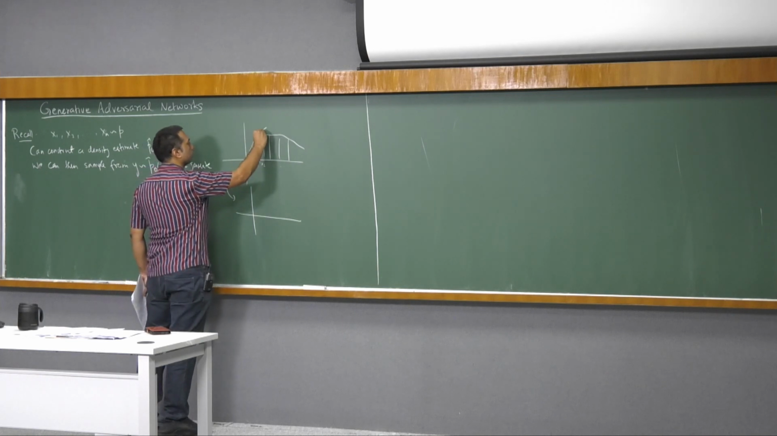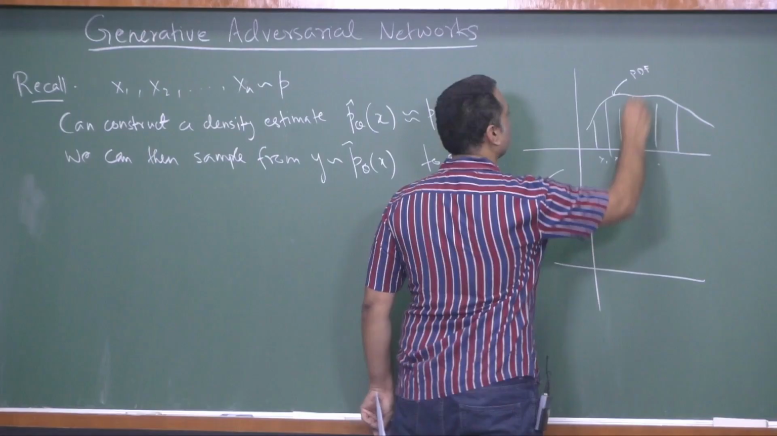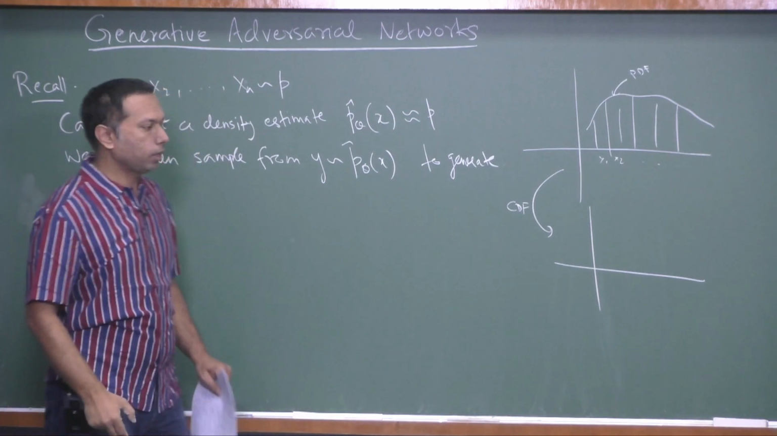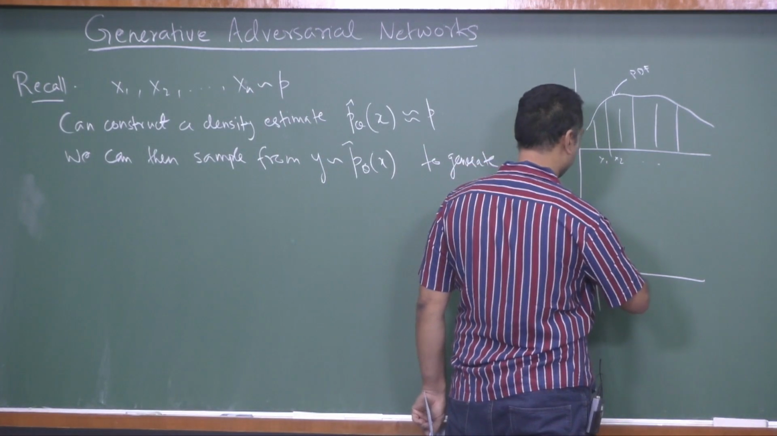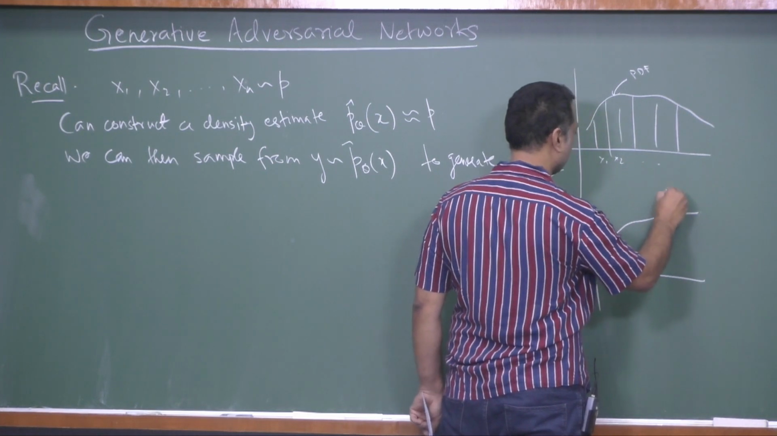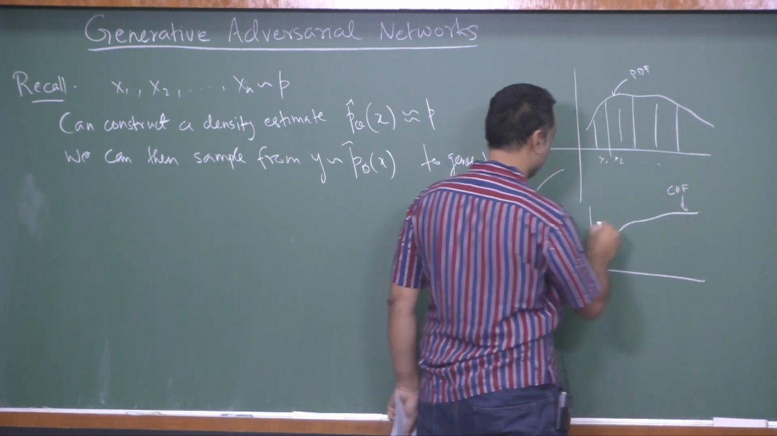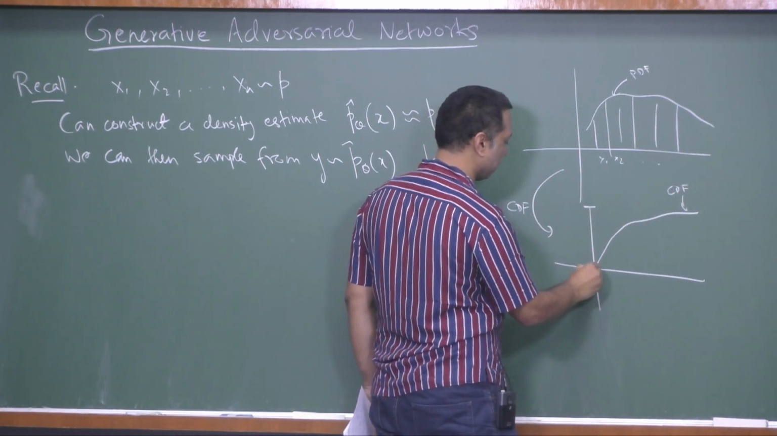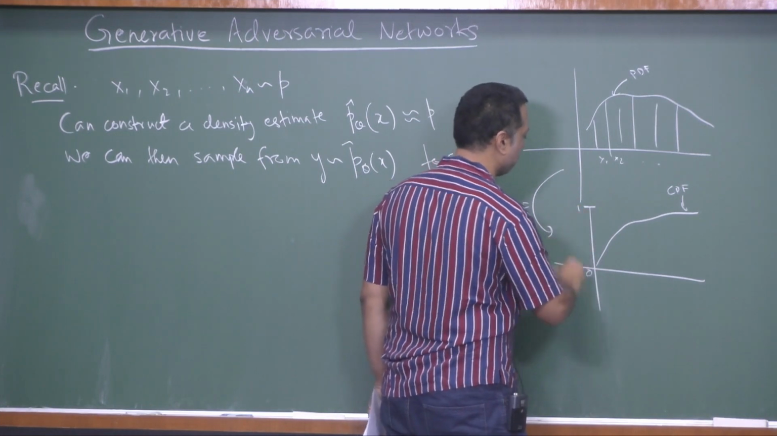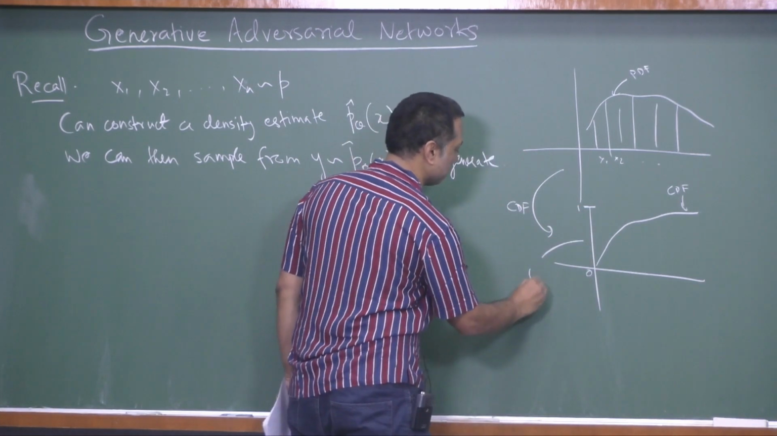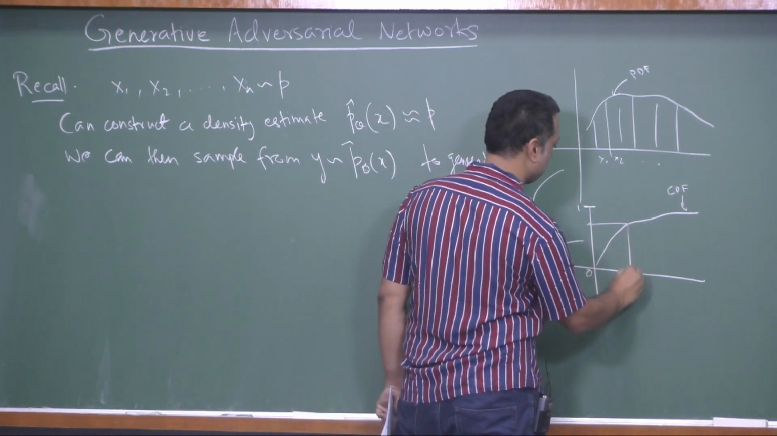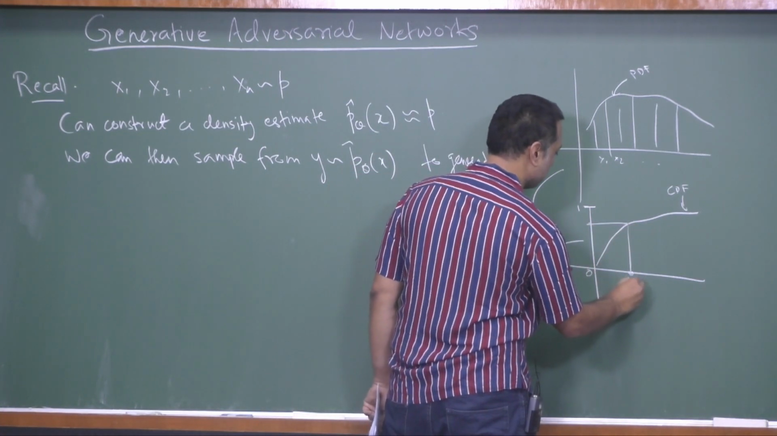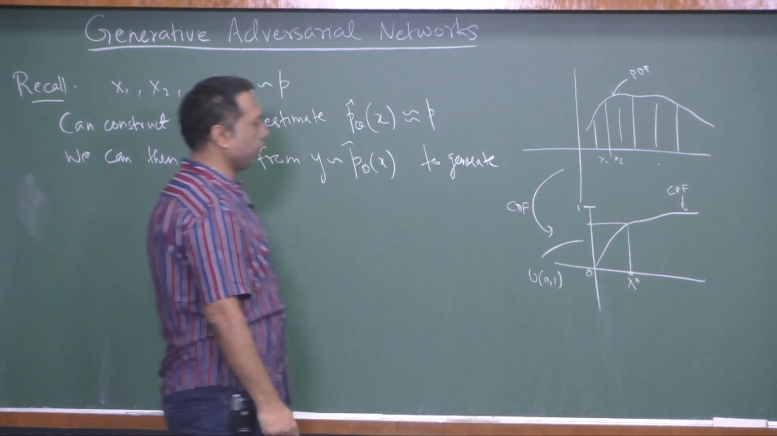Okay, and this is our PDF. And the trick that we used is that we look into the CDF, and then this gives me ranges between 0 and 1. So this is uniform 0, 1, and from here we go, and then we start generating data.